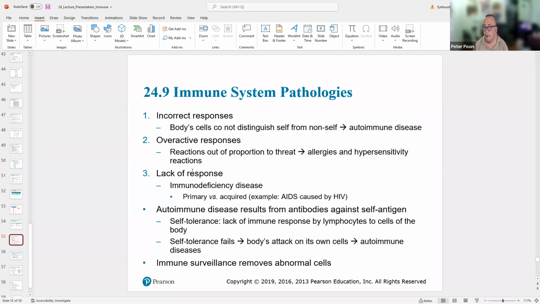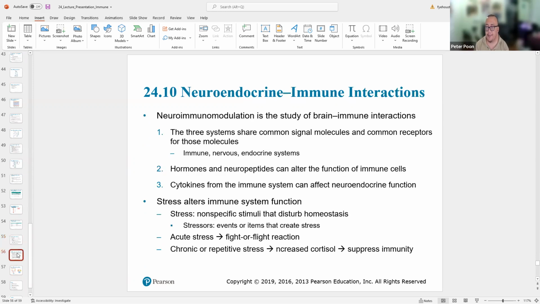For lack of response, you should know primary versus acquired. Primary is usually a genetic thing, and it's usually congenital. You're born with it. Acquired, you get it from somewhere like HIV, or radiation can destroy your immune system and stuff like that.